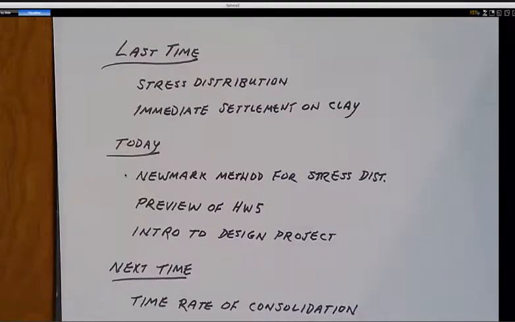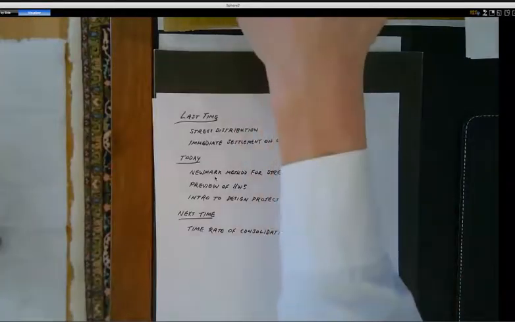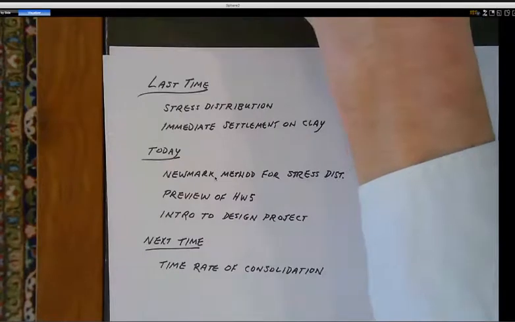So for today, we will revert back to stress distribution for one analysis that I neglected to cover. I mentioned it in passing and said, I'm printing something, I'll get back to this. And I never did get back to it. So I want to make sure that I hit that. And that's the, oh boy, sorry about that, Newmark influence chart.